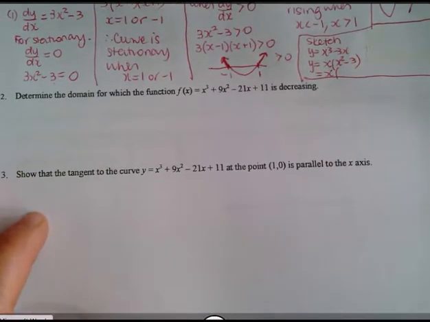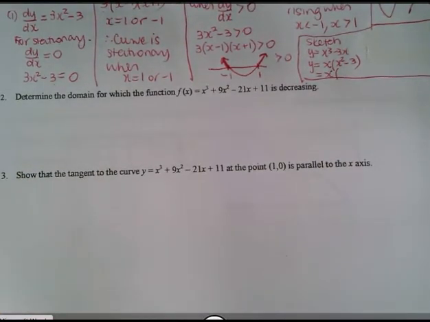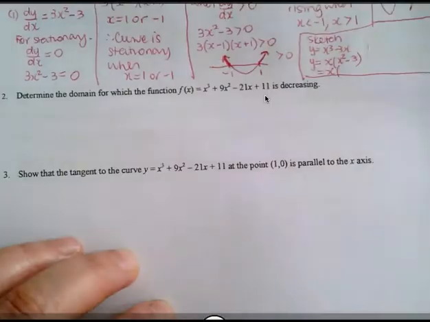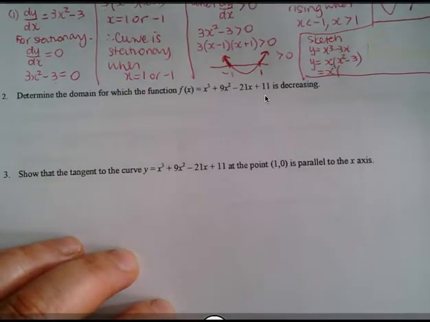Determine the domain, which is the values of x. Remember domain and range? The values of x for which that function, which is x cubed plus 9x squared minus 21x plus 11, is decreasing. So we know that for decreasing curves, the first derivative is less than 0.